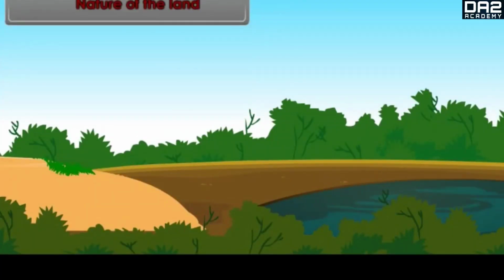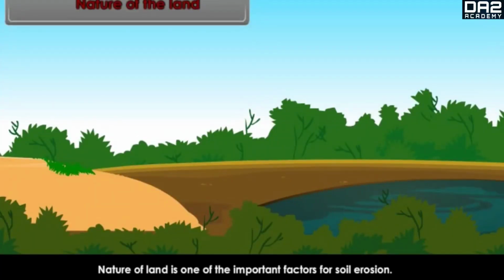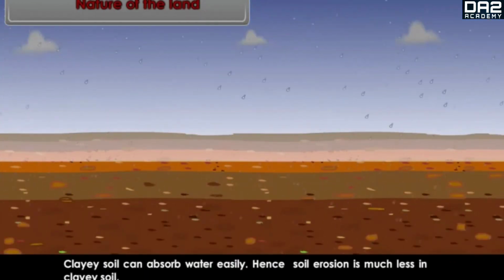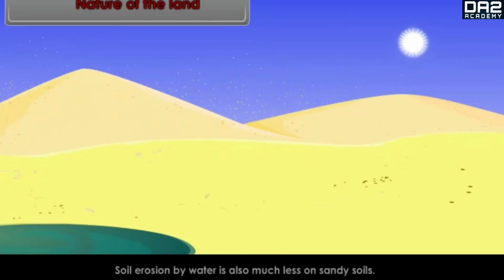Nature of the land. Nature of land is one of the important factors for soil erosion. Clay soil can absorb water easily. Hence, soil erosion is much less in clayey soil. Soil erosion by water is also much less on sandy soils.